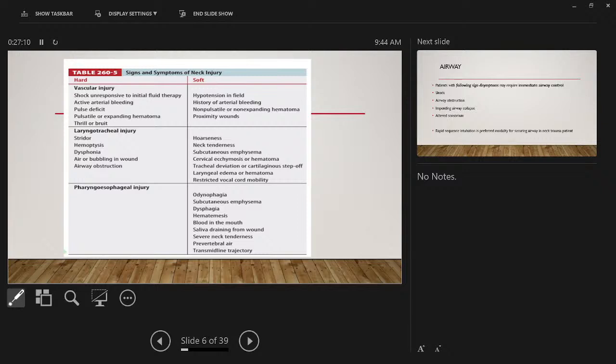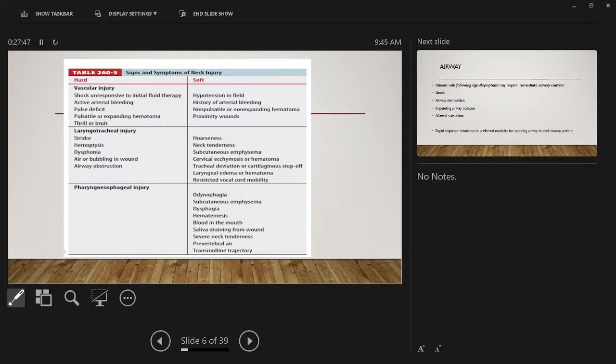In pharyngoesophageal injuries, the soft signs are that the patient has complaints of dysphagia or odynophagia. Then the patient complains of blood in the mouth or hematemesis, and there could be severe neck tenderness and subcutaneous emphysema in this one also. And there is transmidline trajectory or prevertebral air.